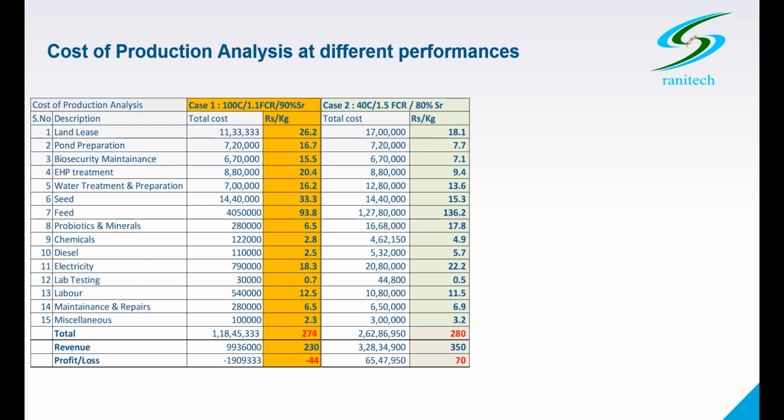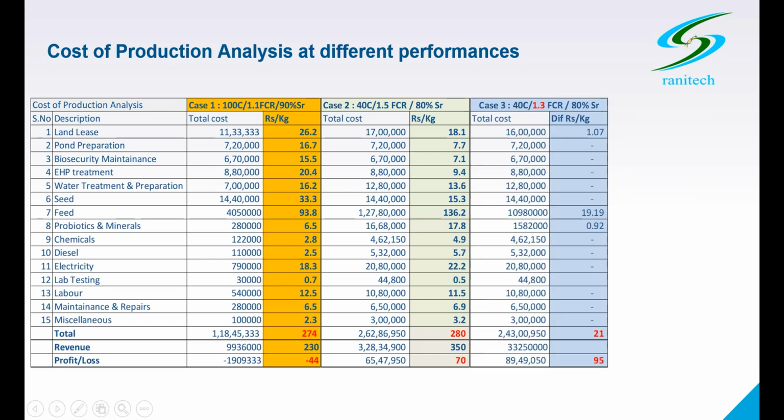Coming back to this, at 40 count my production cost is 280 rupees. It can be plus or minus 10%. I don't say that everybody does the same. For example, biosecurity maintenance may not be needed for every crop, and EHP treatment may not be needed for every crop. So more or less, it depends on the individual farm, but it is around 280 rupees, plus or minus 10%.